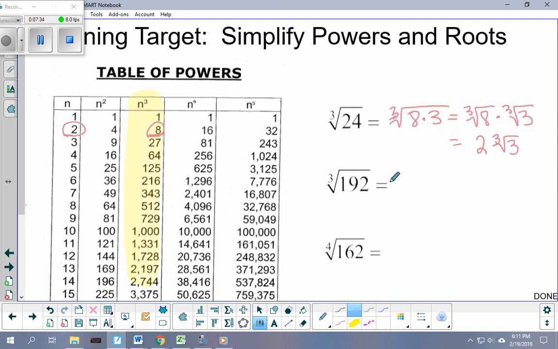Here is another example. The cube root of 192. And we might need to take our calculator and start dividing numbers and figure out what goes into 192. I believe it's 64. 64 times 3. Yep, that would be 192. So we'll write 64 times 3. That equals 192. And then if we take the cube root of 64 times the cube root of 3, and now we evaluate what's the cube root of 64? Oh, it's 4. So we have 4 times the cube root of 3 for our simplified answer.